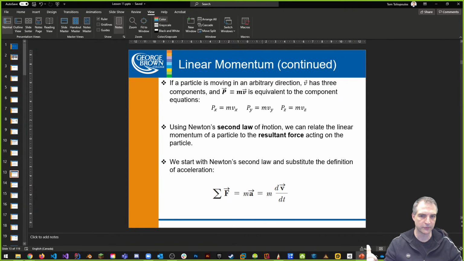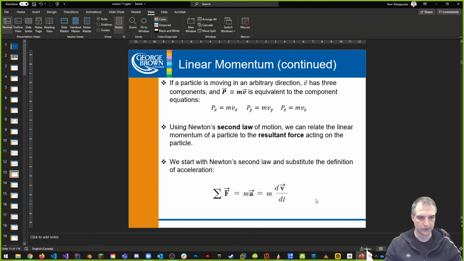So linear momentum can be broken down into its component parts. Here we can break it down into x, y, and z components: px, py, pz. And the resultant force, where we said the sum of all forces, as an example, is equal to ma. We can relate it to Newton's second law, where mass times acceleration is mass times change of velocity over change of time.